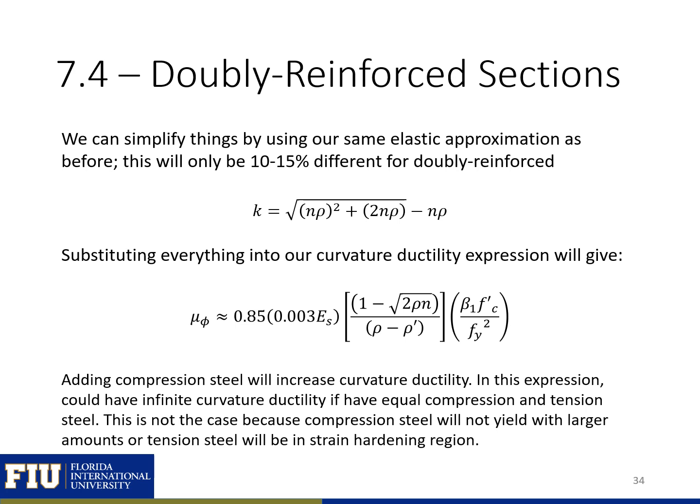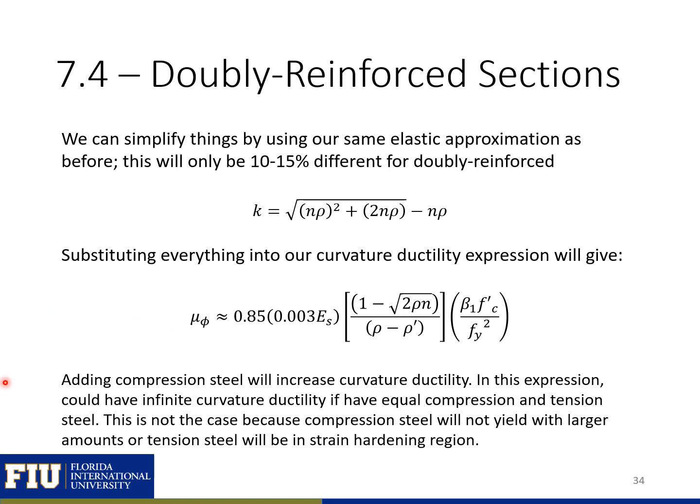We will simplify our derivation by using the same elastic approximation as we did before, our same k equation that we found before. Note that this isn't exact, but it's only going to be about 10 to 15% different for doubly reinforced sections. So it's reasonable to use here in just our approximate expression. We can then substitute our k and our c and all of our other known values into our curvature ductility expression to get this equation here.